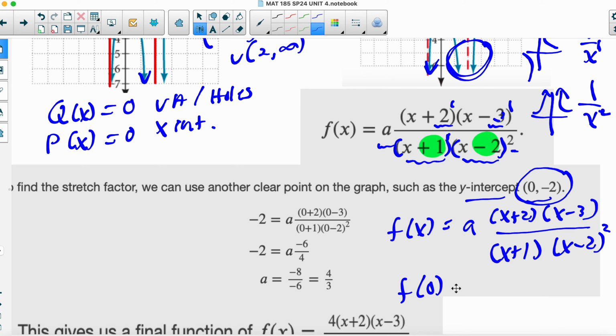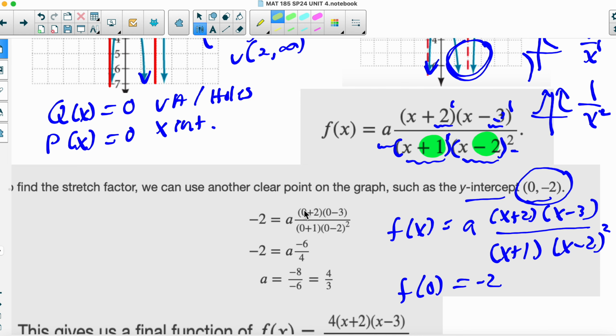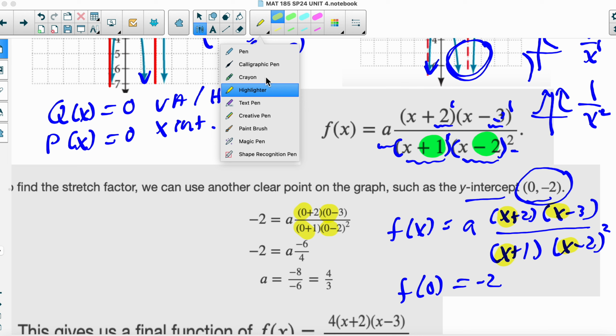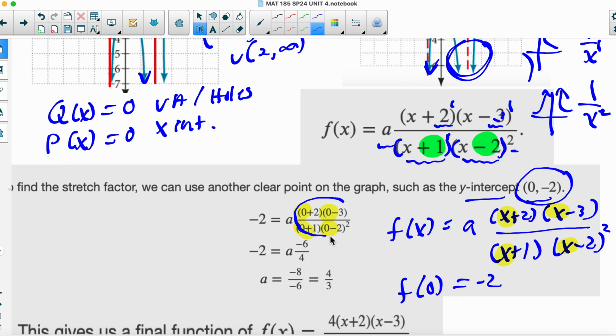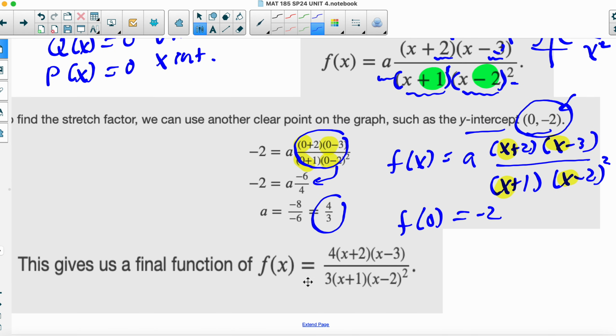F of 0 has to equal -2, right? So if I plug 0 in for all those x values, x equals 0, x equals 0, x equals 0, x equals 0. Now I can solve for a. When I evaluate this, I get -6 over 4 times a equals -2 here. And then I simplify and I get 4/3. That's how you can come up with the equation for a rational function if you're given the graph.